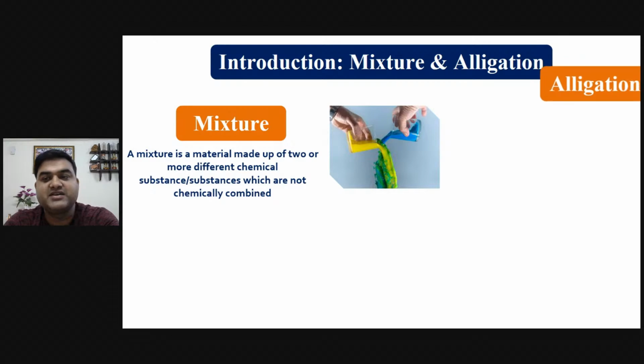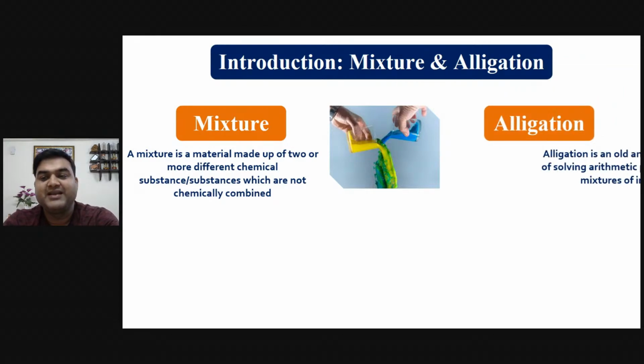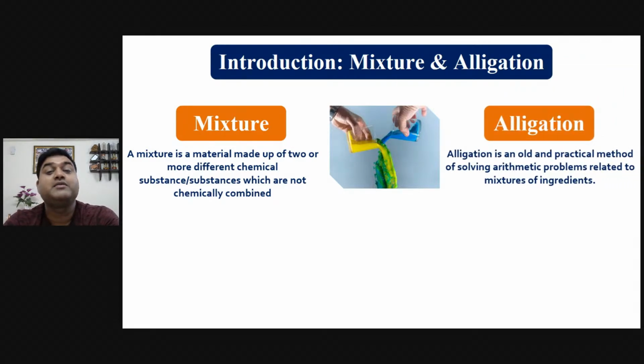Okay, let's try to understand alligation. What is alligation now? Alligation is an old and practical method of solving arithmetic problems related to mixture of ingredients. Let's see how we do that. Suppose somebody is talking about rice 1, right?